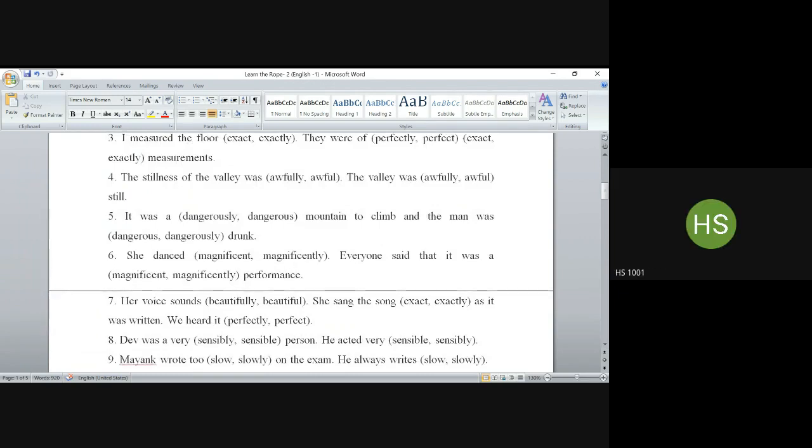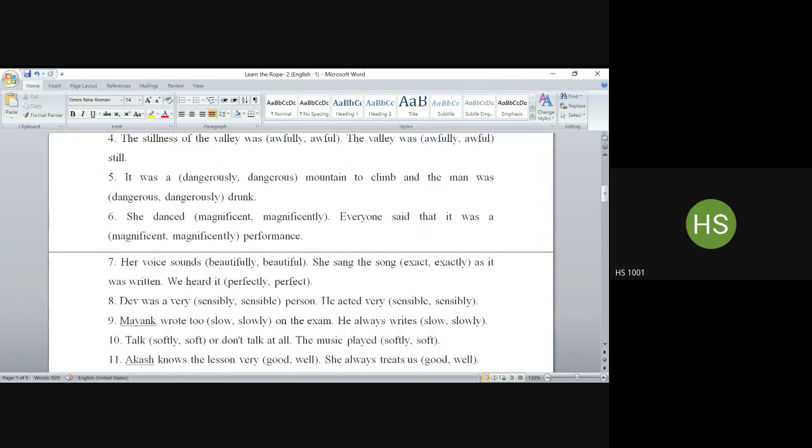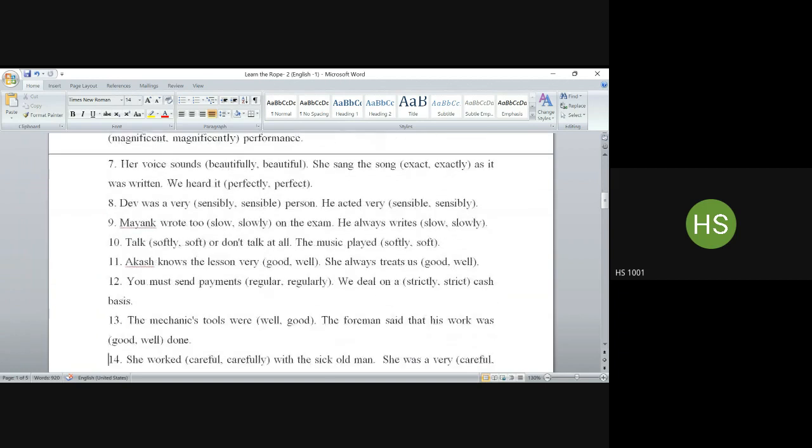Magnificently, right? Because again, danced is a verb, so you need an adverb. Everyone said that it was a magnificent performance, because performance is a noun and you need an adjective for modification. Okay. Seventh one, her voice sounds beautiful. Again, this is predicative usage. So you are modifying someone's voice, right? Which is a noun again. So her voice sounds beautiful.